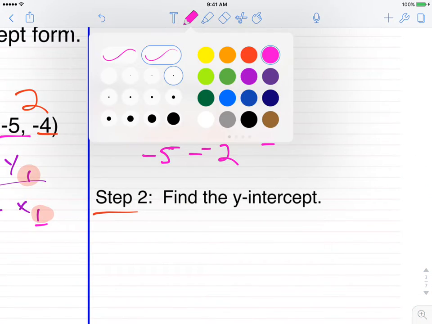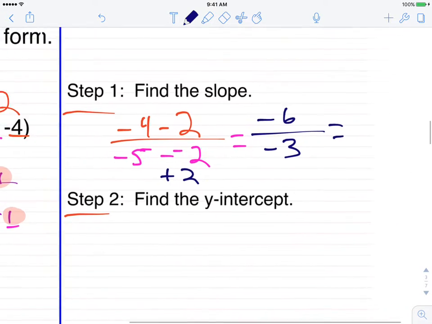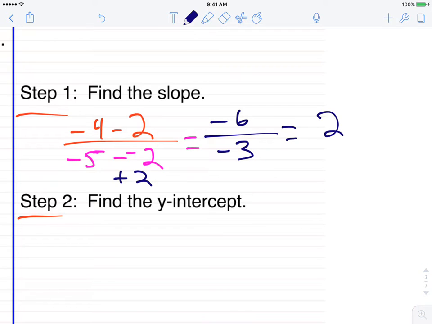And then I'm just going to solve this here. So -4 take away 2 should be -6. -5 minus a -2. Well, minus a negative is the same thing as adding a positive. So -5 plus 2, this will end up being a -3. And this will reduce down to 2.